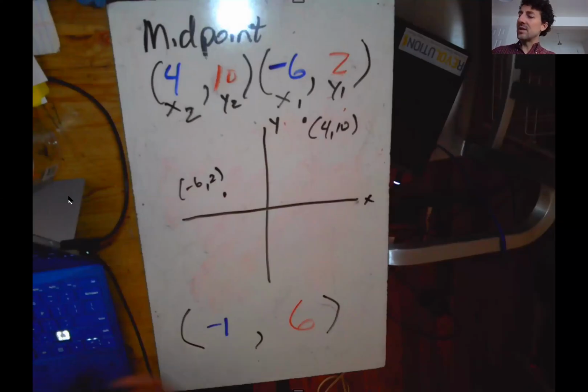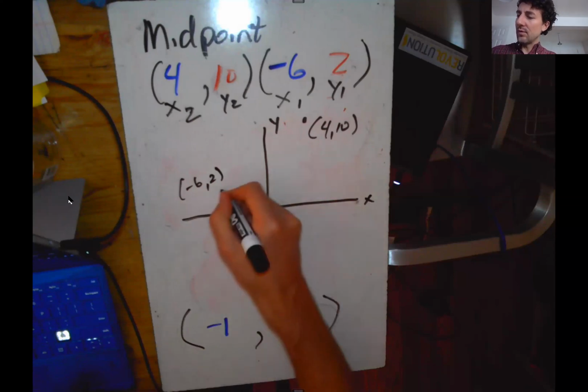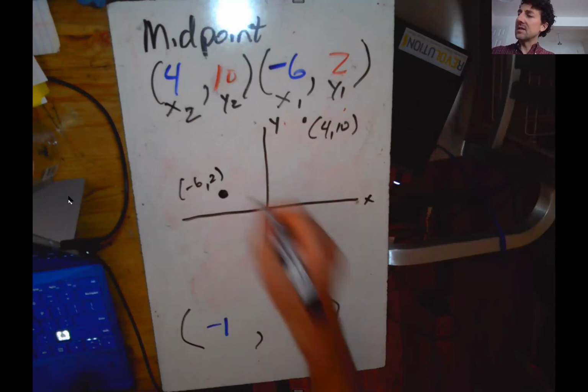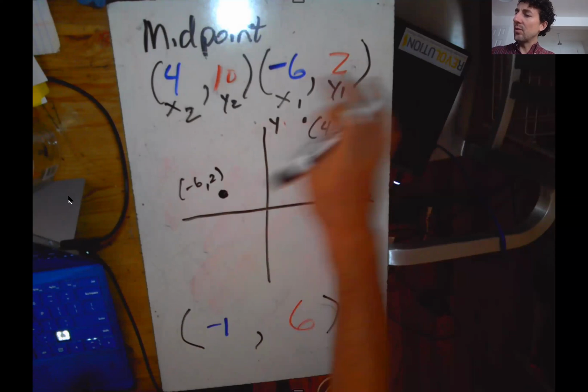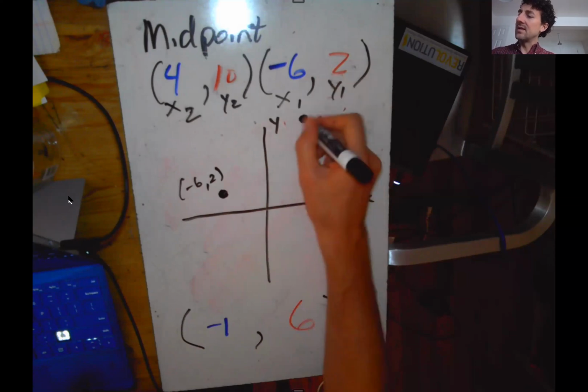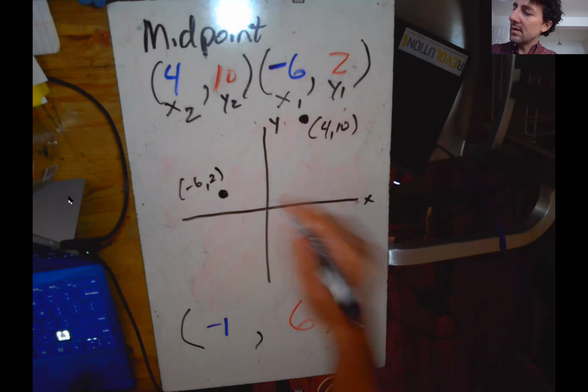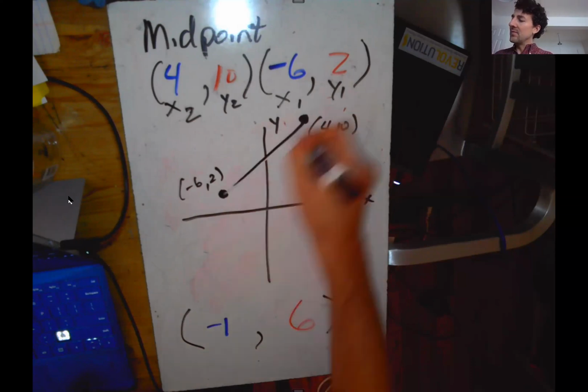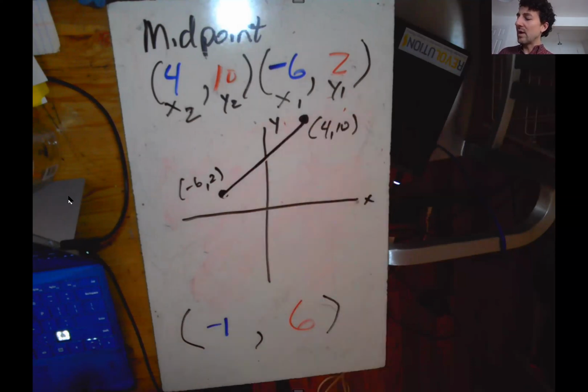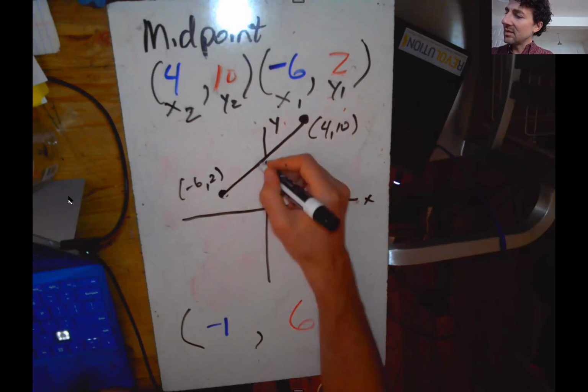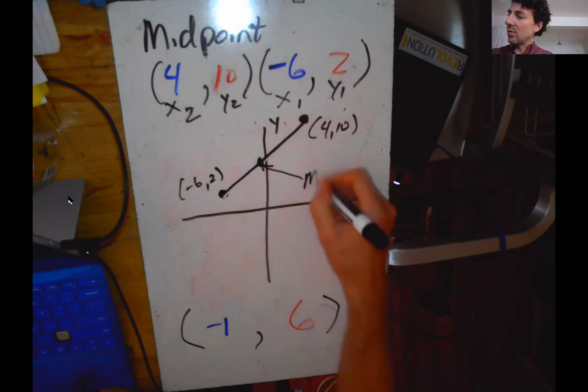We should think about what this would look like on the graph. So if we had one coordinate at -6, 2, and we have the other coordinate at 4, 10, and there's the line segment, then the midpoint, the point halfway between them, would be at -1, 6. So that would be just a little bit to the left. And there's our midpoint at -1, 6.